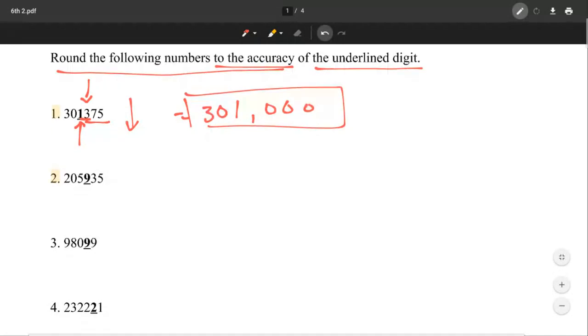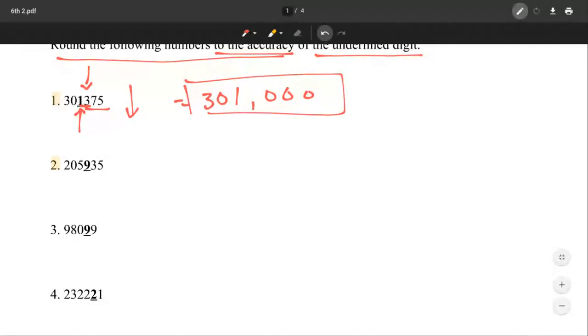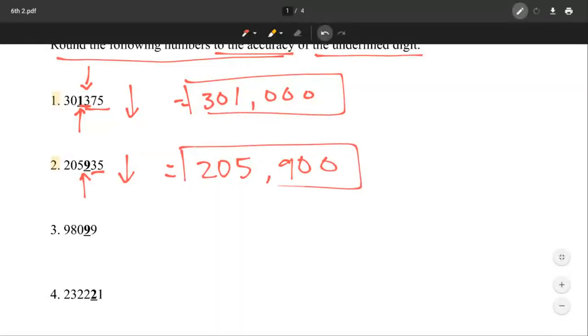Okay. Number 2, we have 205,935. And again, 9 is underlined, so then we're going to round 35 down. So 205,900.